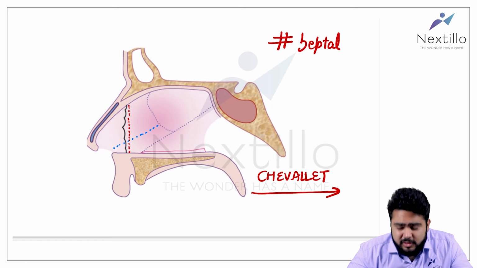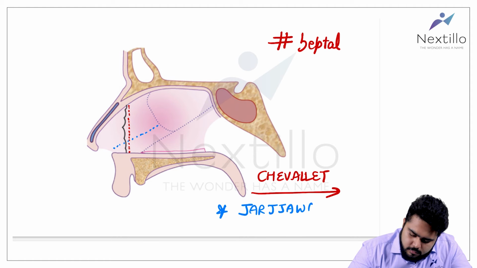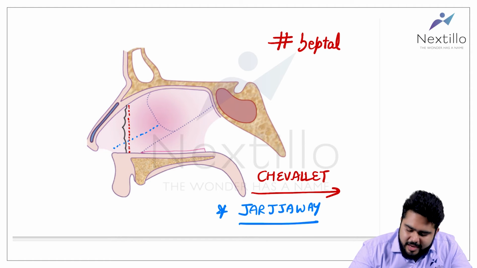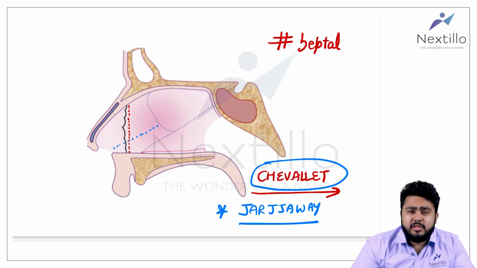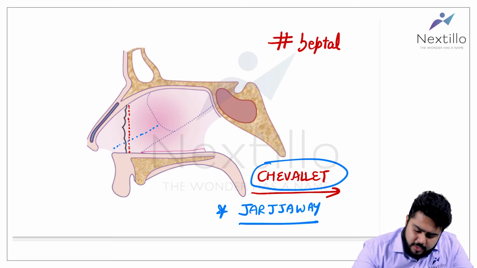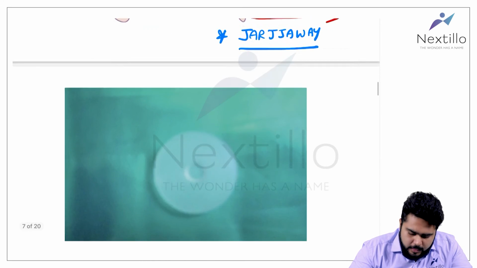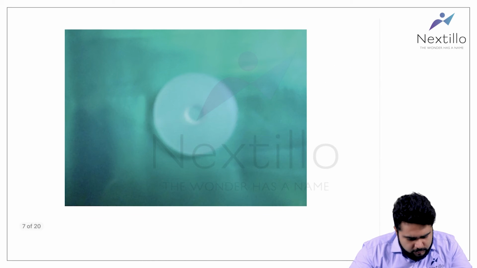There is one more fracture which might be asked, and the fracture line in that fracture runs like this. What is the name of the other fracture? I have not shown the image over here, but I'm just drawing it. Jarjavay. Okay, so Jarjavay and Chevallet. These two fractures are very common and very important. One of these images might be there in your exams. So remember, whatever you see here in the picture, this is Chevallet fracture. Clear? This is a septal fracture. Now let's move to the next image.